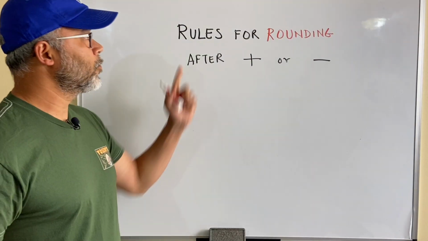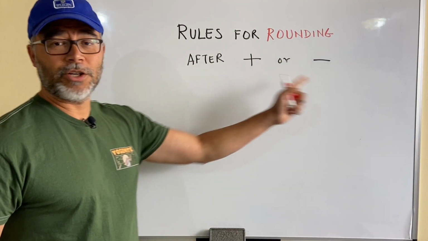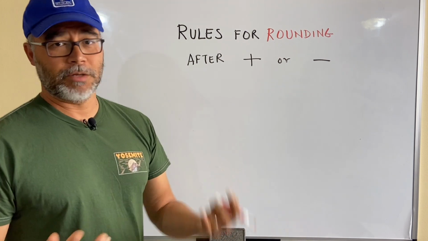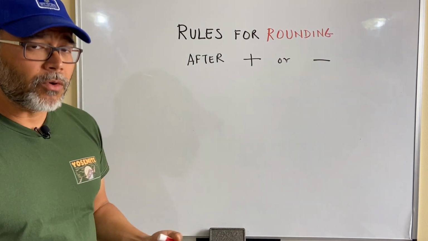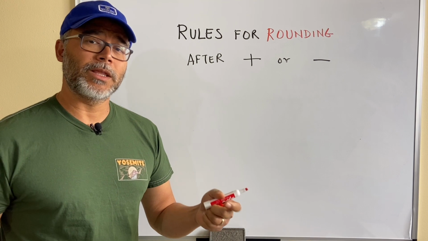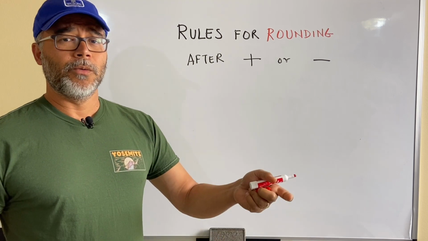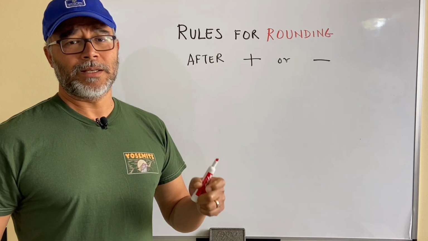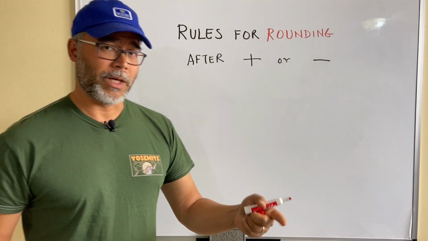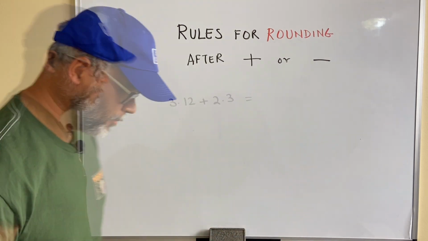Let's take a look at the rules for rounding after addition or subtraction, or addition and subtraction both. Okay, so the general rule is that you'll always go with the number that's given to you with the least number of decimal places. That's what you're going to express your final answer with. So let's take a look at an example.